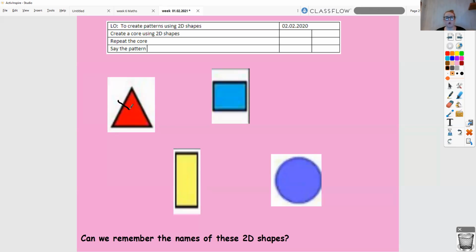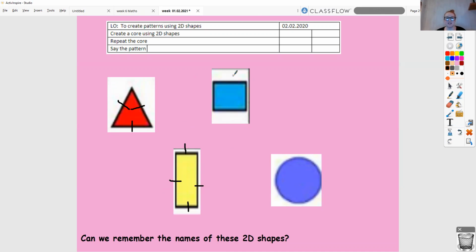This shape has 1, 2, 3 sides, and they're all straight sides. What shape is this? It is a triangle. Fantastic. Next shape. This shape has 1, 2, 3, 4 sides. Are they all straight? Yes. 4 straight sides. Are all these sides equal? Oh no, they're not all equal. So 4 straight sides that are not all equal. This shape is a rectangle.